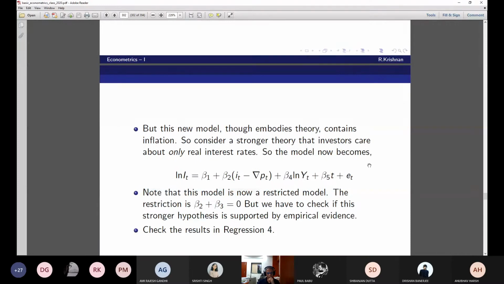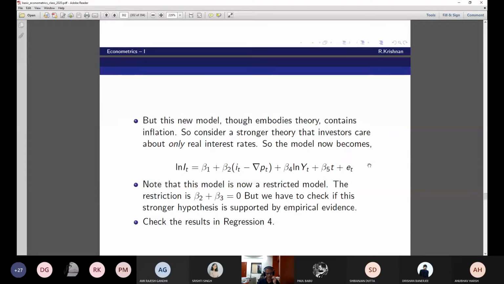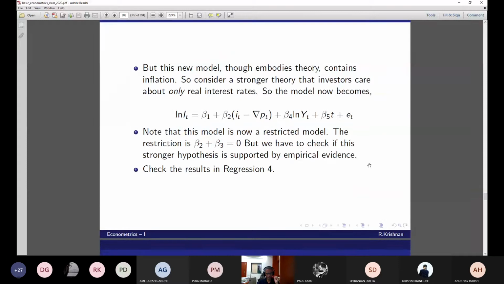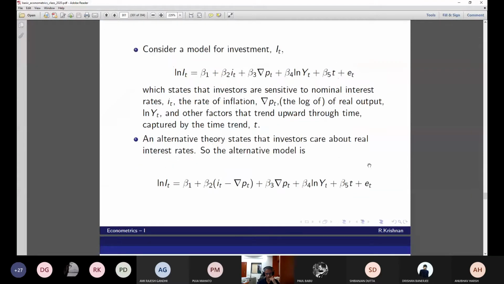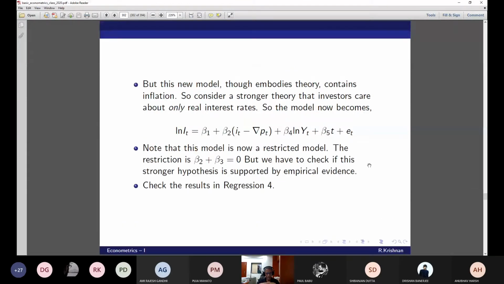But this new model, though it embodies theory, contains inflation. So a stronger theory is that investors care only about real interest rates. This is the model now becomes. So compared to this, the first model, this is the model. So we have to test this model. The restriction is beta 2 plus beta 3 equal to 0. But we have to check if this stronger hypothesis is supported by empirical evidence. Check the results and regression code on the output that I've sent you.